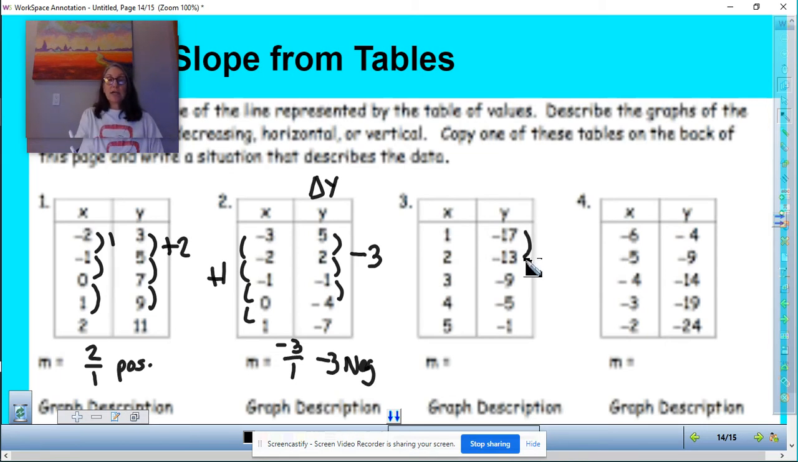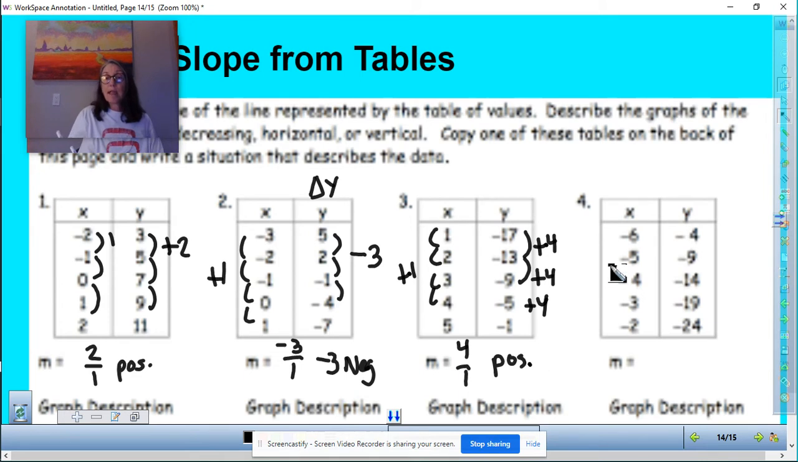Here, I'm increasing. Look, these are negative numbers, but these negative numbers are getting smaller. So I'm increasing by 4, increasing by 4, increasing by 4. Here, I'm increasing by 1. My slope is 4 over 1. It's positive.